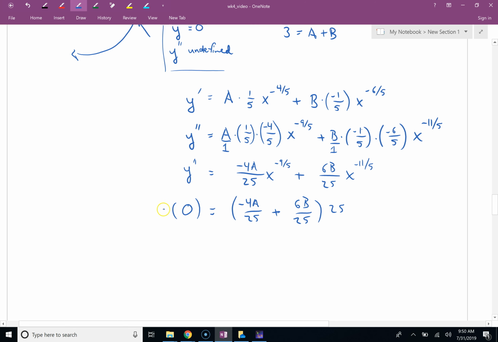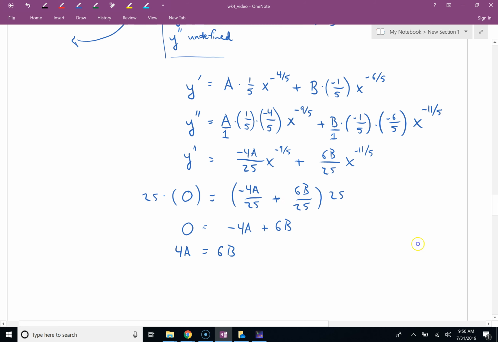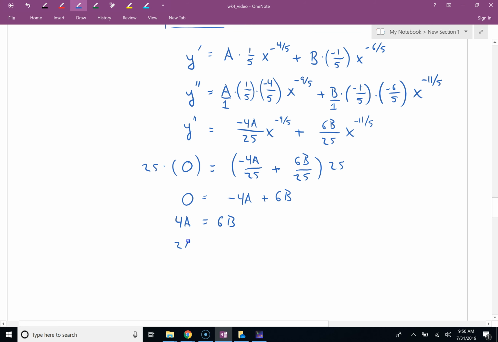And of course, I need to do this on both sides of my equation. And so I get 0 is equal to -4a plus 6b. And then maybe I could rearrange a little bit and say 4a is equal to 6b. And I'll divide by 2 on both sides. I see there's a common factor here. So this is going to be 2a is equal to 3b.